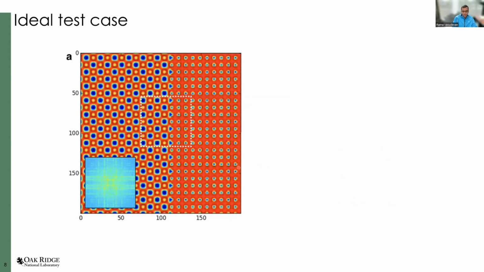Let's just try it on a simple test case. In this test case, I have two different kinds of structures, and it's very evident here. One structure is on the left and one structure is on the right. If I take a global Fourier transform, you can find both kinds of structures in the Fourier transform because it's a global average of what we're actually seeing. But what we want to do is find out what those structures are individually and where they are actually located in our image.